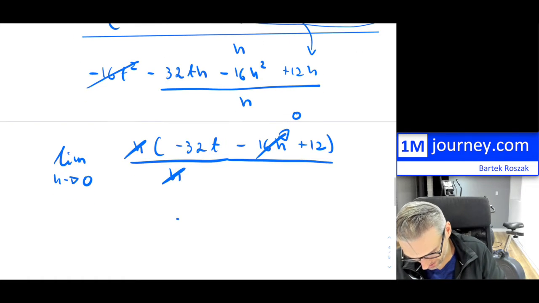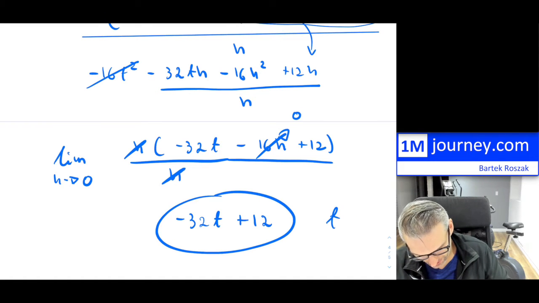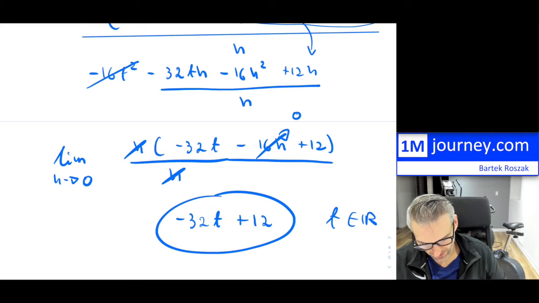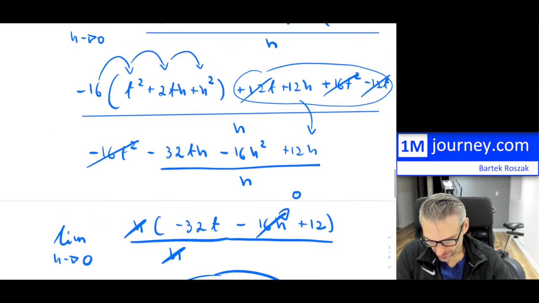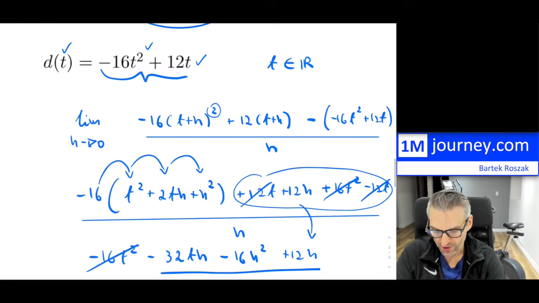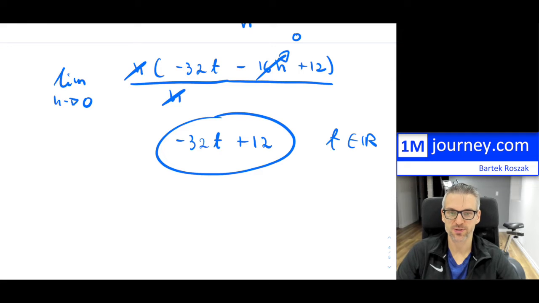So our derivative becomes -32t plus 12. And this is for t defined for all. We didn't have any restrictions, so there we have it. That would be the derivative for this one based on first principles. So that's pretty neat, okay? So that's another example.